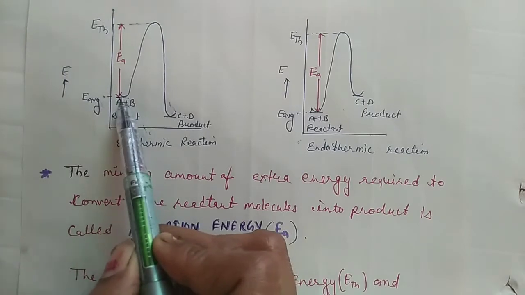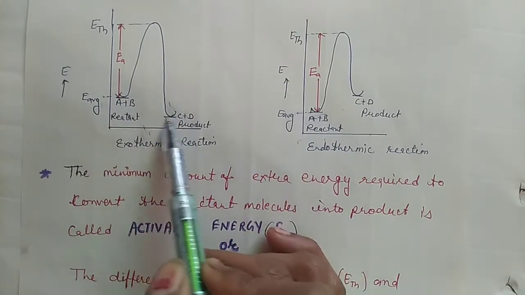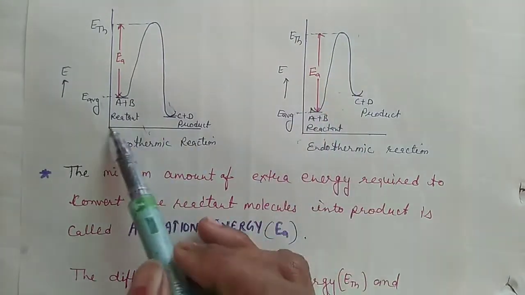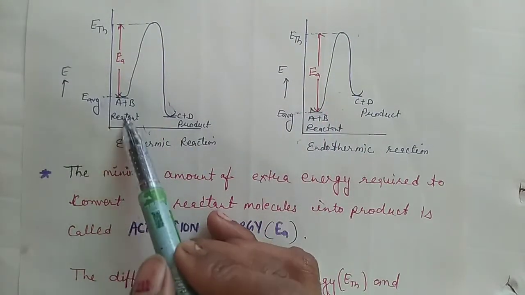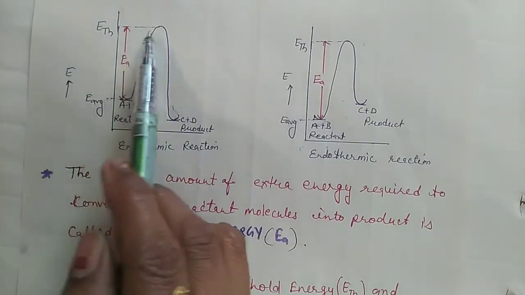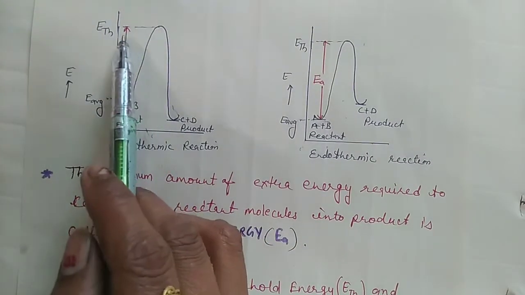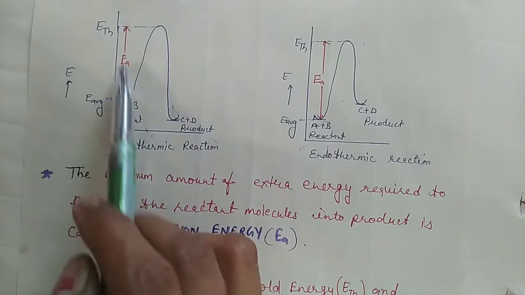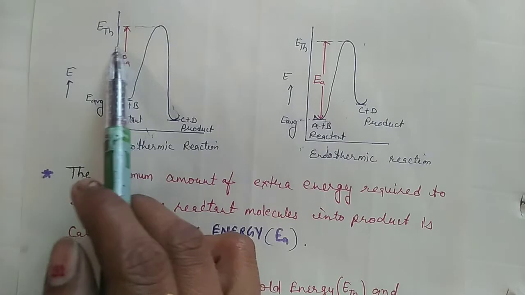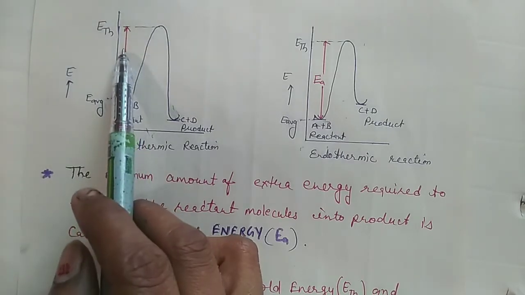See, this is the exothermic reaction graph and this is the endothermic reaction graph. This is the energy level for reactants and this is the energy level for product. This is the E threshold for both reactions. This is the average energy level of the reactant and this is the minimum energy required to convert into product. So this energy difference of the E average and E threshold energy is known as the activation energy or EA.